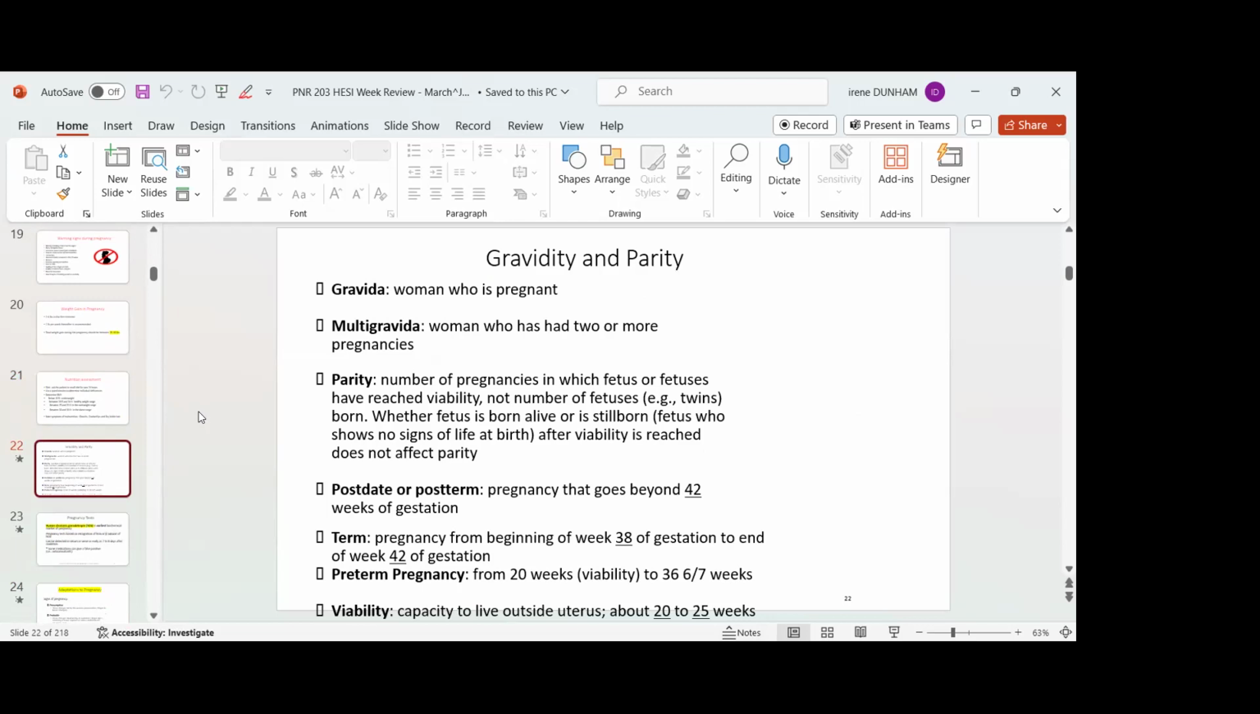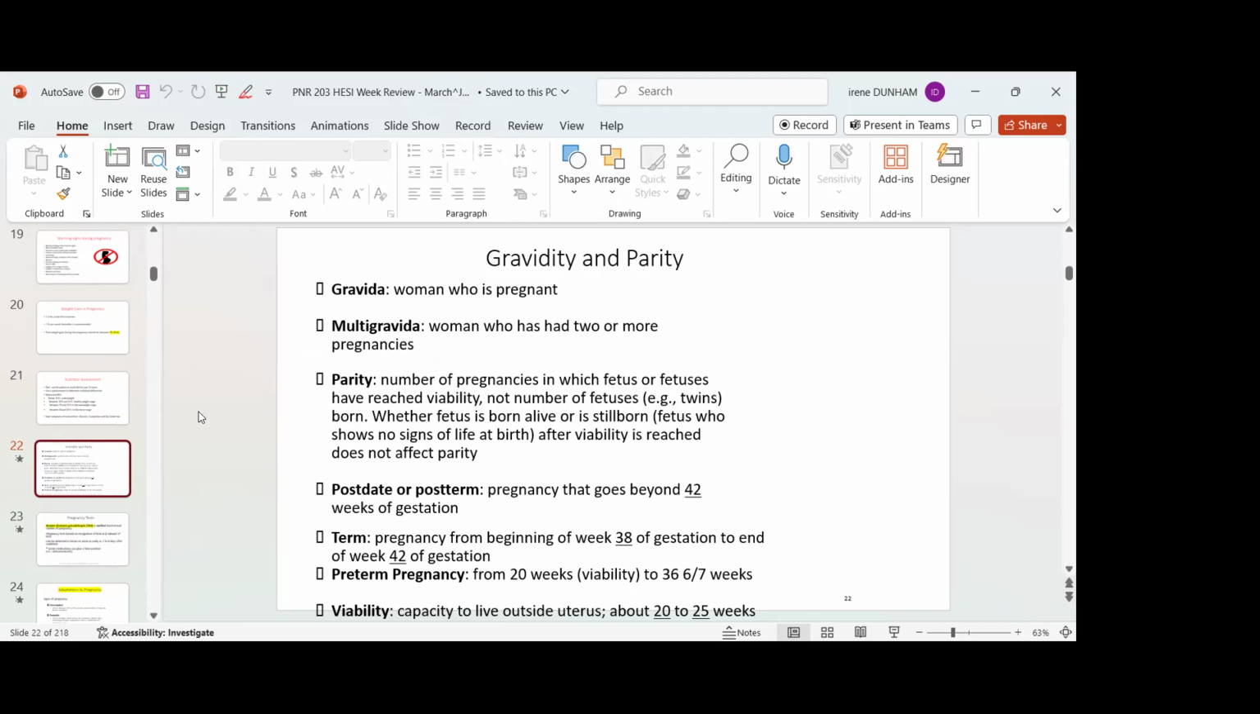Okay, so I know in your HESI book, page 181, it goes over the Gravida and the Para. Gravida refers to any pregnancy and to the number of times a woman has been pregnant. Now the Para refers to the number of pregnancies that have reached 20 weeks or greater. And remember, twins are what? One pregnancy, right? Okay.